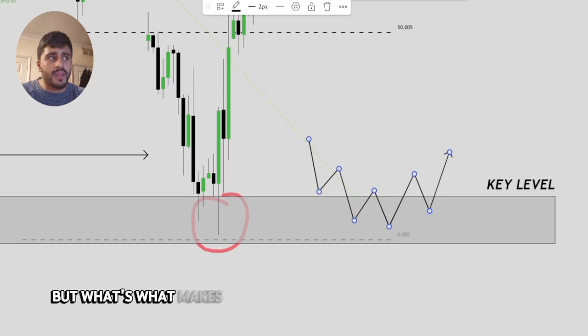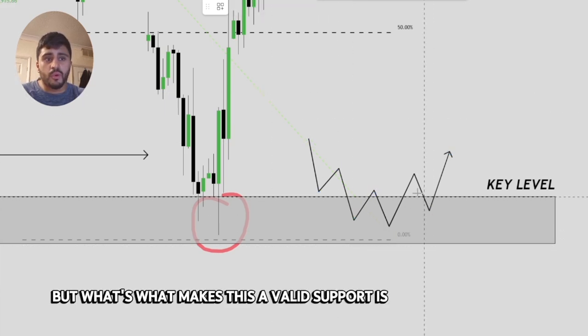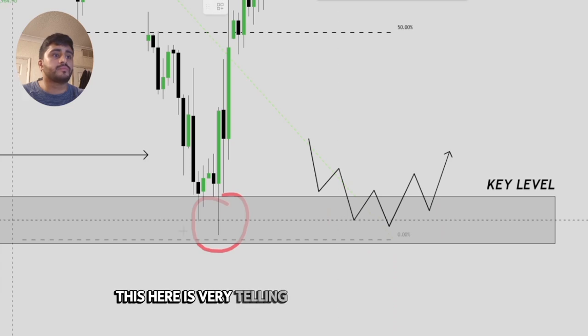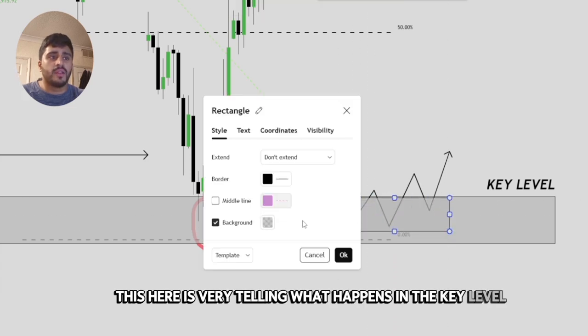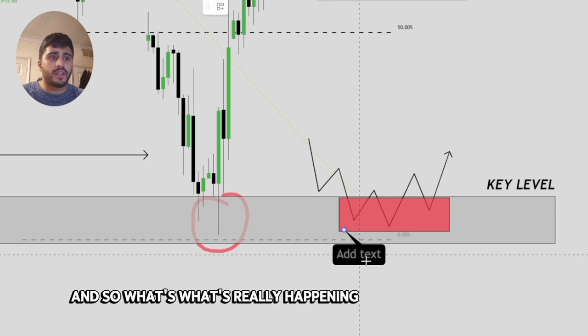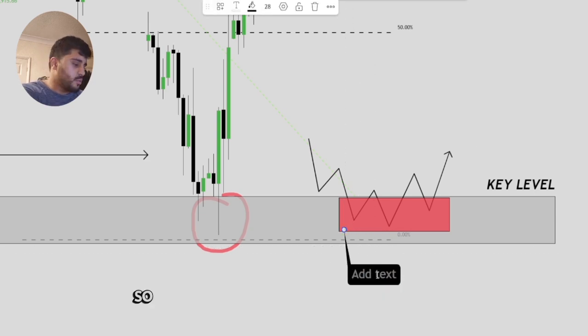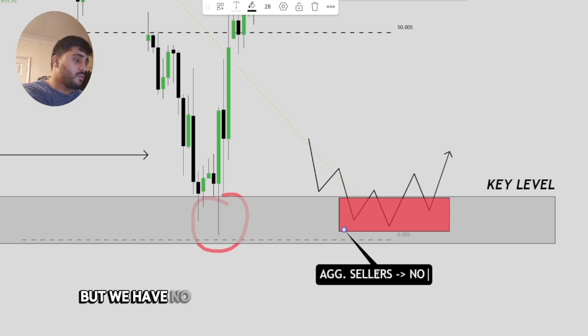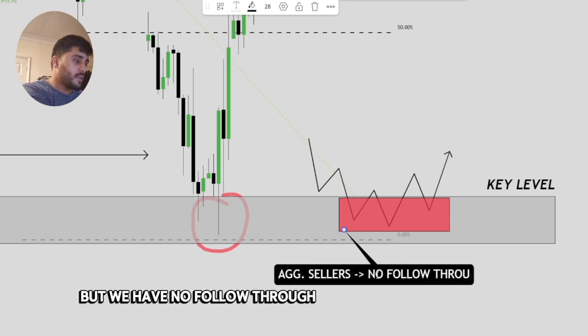But what makes this a valid support is what goes on here, right? This here is very telling: what happens in the key level. So I'm going to label that in red. And what's really happening here is quite interesting. We see aggressive sellers, right? But we have no follow through. And so what do I mean by that?